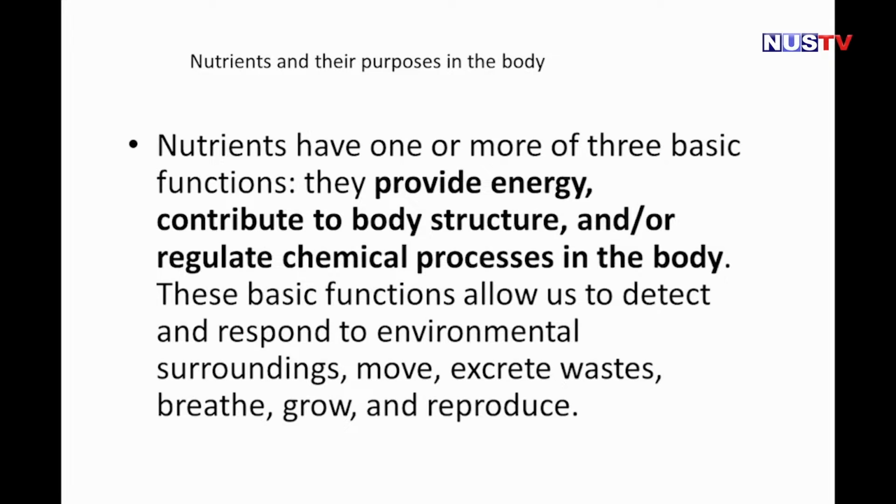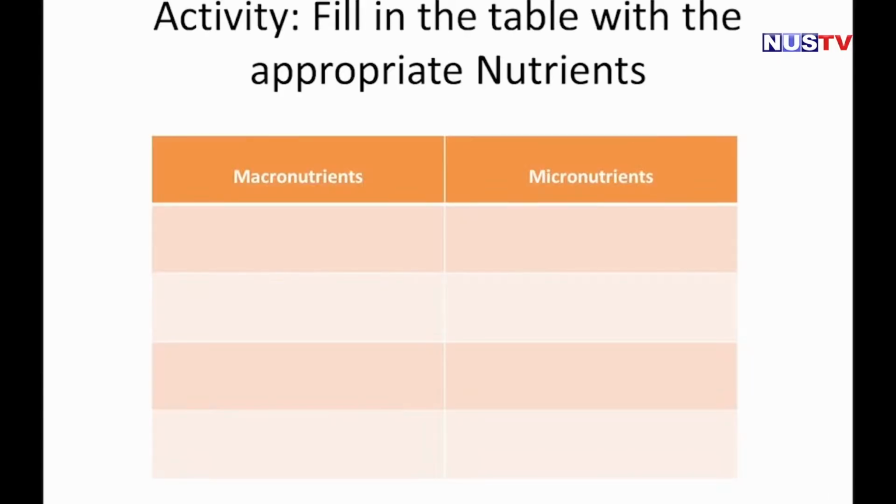Nutrients and their purposes in the body. Nutrients have 1 or more of 3 basic functions. They provide energy, contribute to body structure, and or regulate chemical processes in the body. These basic functions allow us to detect and respond to environmental surroundings, move, excrete wastes, breathe, grow, and reproduce. In your exercise book, make sure to copy and draw this table and follow the given instructions.